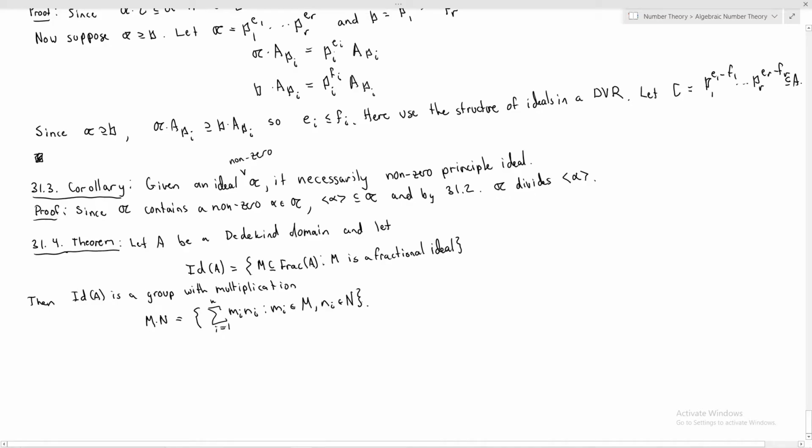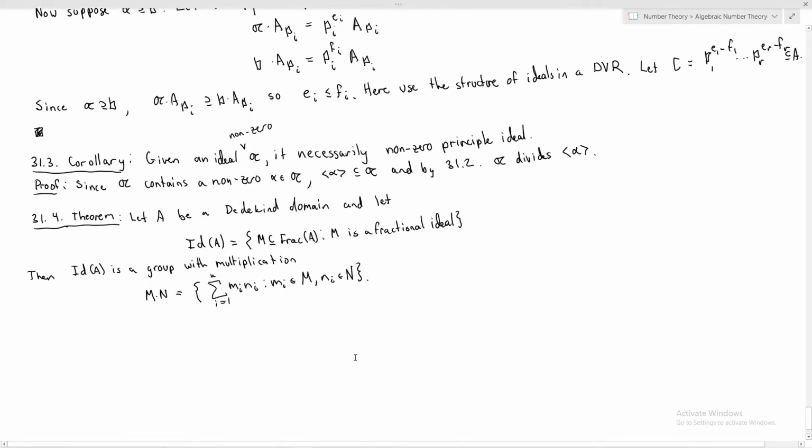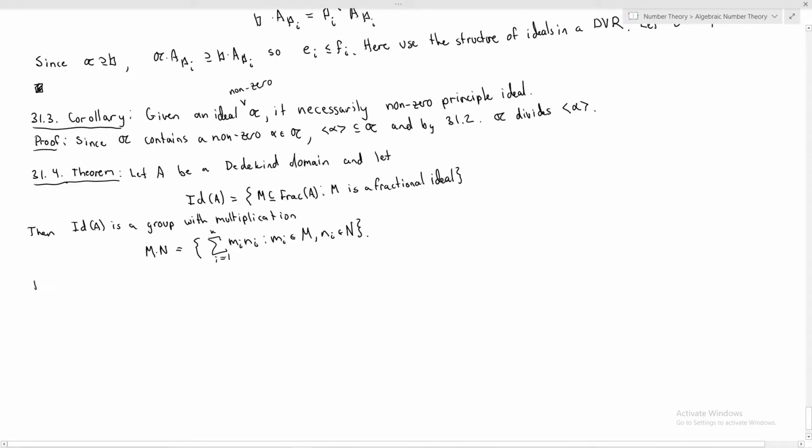Okay. And I guess we'll also prove the fact that it's free on the prime ideals. Furthermore, this is a free abelian group generated by prime ideals. So first, yes, let's go ahead and prove this.